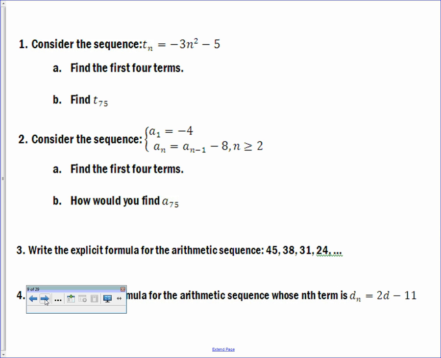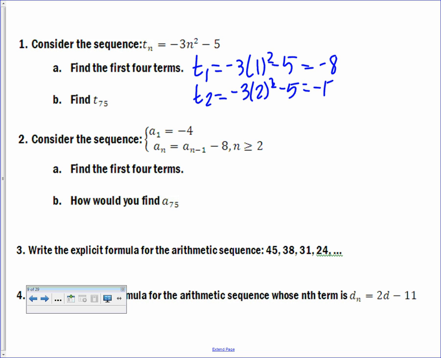Number 1 says, here's a sequence, find the first 4 terms. This was pretty straightforward. To find the first term, you just plug in 1. So -3 times 1 squared minus 5 works out to be -8. To find the second term, you plug in 2. This is basically plug and chug. Then to find the third term, you plug in 3, and so on. If you work that out, you should get -8, -17, -32, and -53.